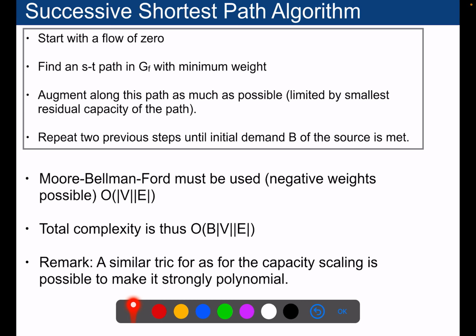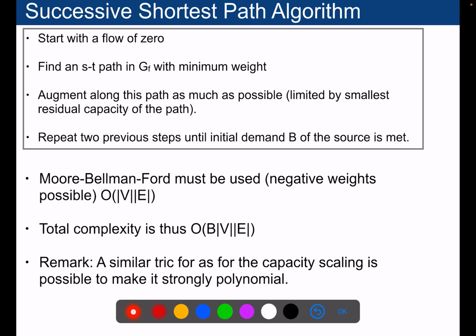So it's quite the same algorithm as we have seen before, but we start with a flow of 0, but instead of finding an augmenting path, we will find an augmenting path in the residual graph with minimum weight. Okay? And we need to augment along that path as much as possible, limited by the smallest residual capacity. And we need to repeat the 2 previous steps until the demand is met and the flow is maximum.